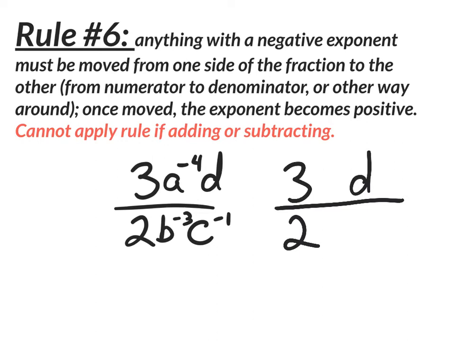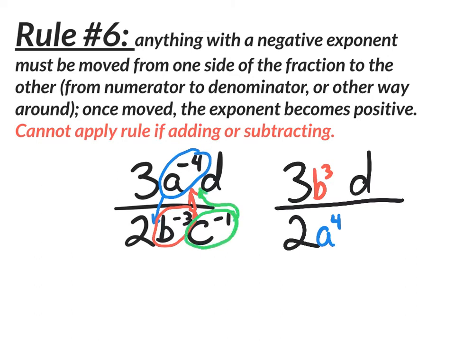And then I would start circling and drawing arrows. So this a to the negative 4 is going to move down right next to the 2. And it's going to become a to the positive 4. Are you with me? This b to the negative 3, I'm going to move it up. And it's going to become b to the positive 3. And then that c to the negative 1, that's also a negative exponent, I am going to move it up. And again, I'm going to squeeze it in right here before the d because I want it in alphabetical order. And it's going to become c to the positive 1.